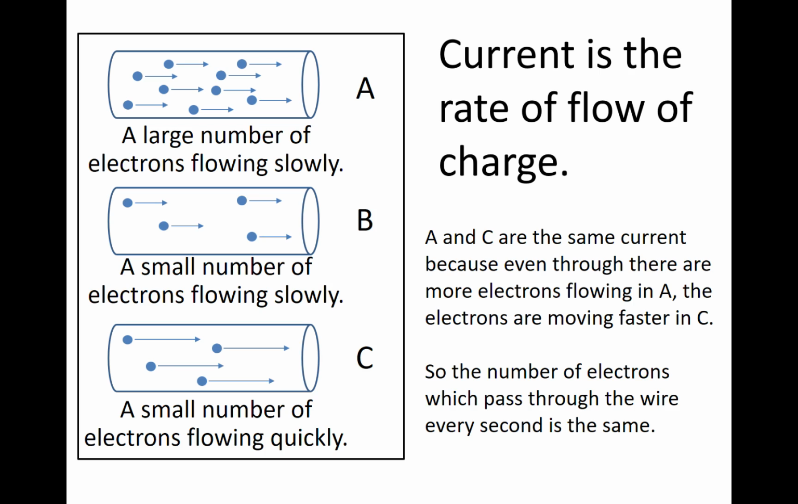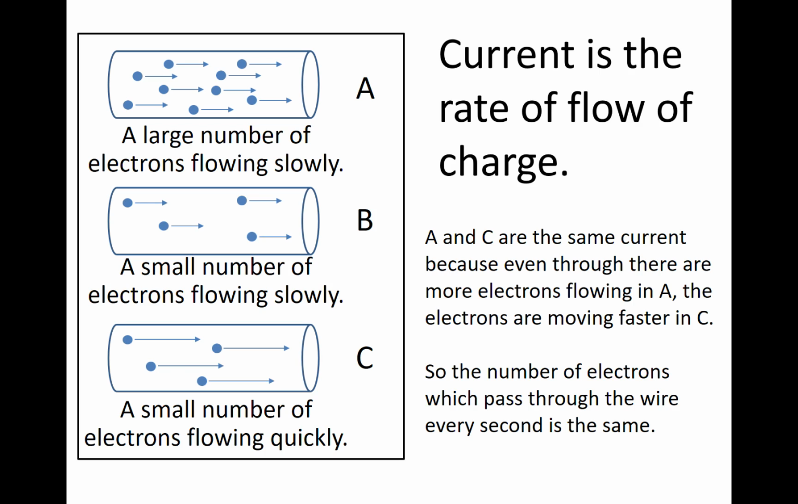So, current is the rate of flow of charge. That means it is the amount of charge which flows past a point in a circuit every second. So let's take a look at these examples to help us understand.